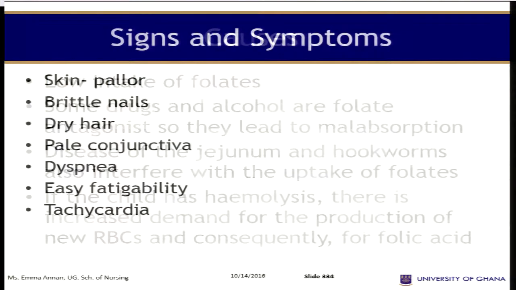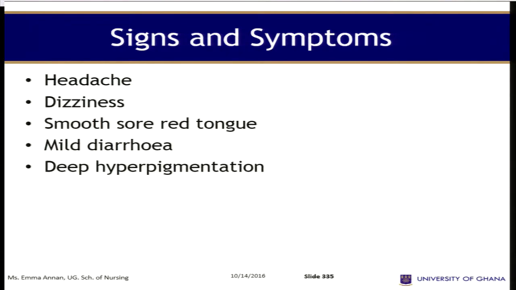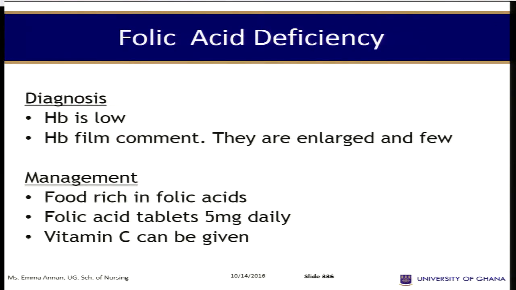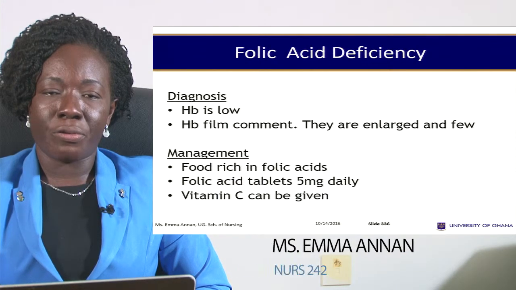Signs and symptoms include skin being pale, the nails becoming brittle, dry hair, pale conjunctiva, dyspnea, the child easily gets tired, and tachycardia. The child also presents with headache, dizziness, smooth sore red tongue, mild diarrhea, and deep hyperpigmentation. Diagnosis: the Hb is usually low, then blood film comments actually show enlarged and few red blood cells.